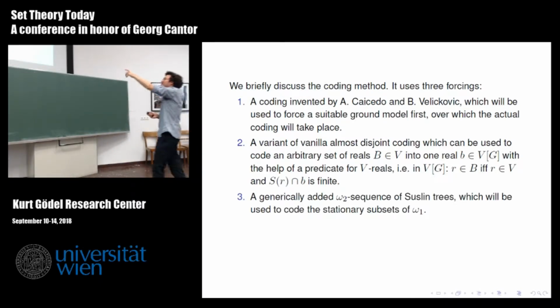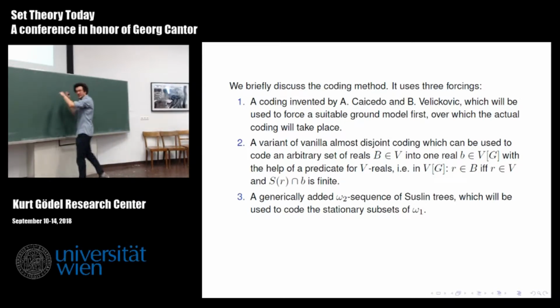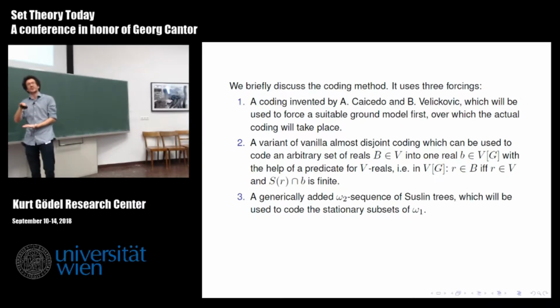And the last thing is these sequences of Suslin trees. I mentioned already before that with the Kasadea-Veličković coding, we obtain this H omega-2, which is robust.